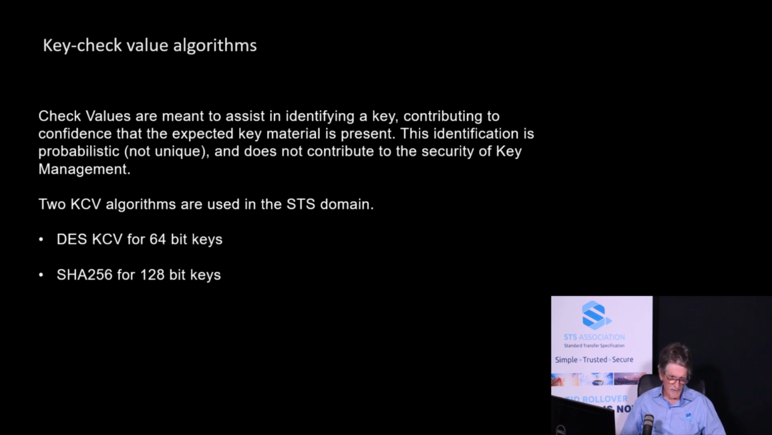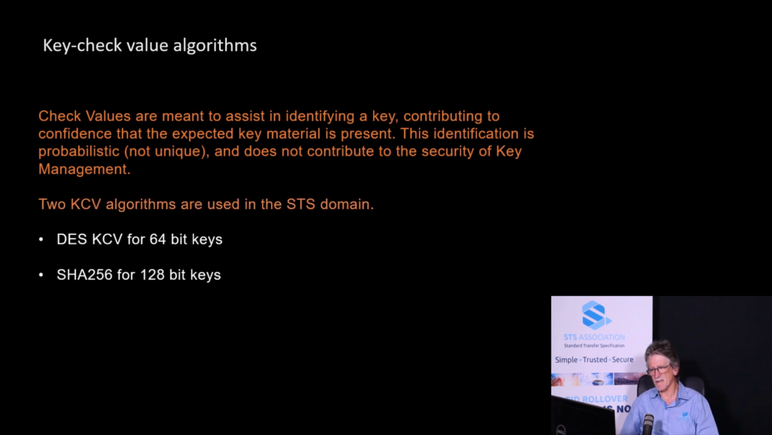From time to time, you'll see what we call a KCV or key check value associated with the key. Well, these key check value algorithms differ depending on which key we're talking about and which key length. Key check values are meant to assist in identifying a key, contributing to confidence that the expected key material is present. This identification is probabilistic, it's not unique. Because the KCV is a lot shorter than the key, you could still theoretically get the correct KCV value for a different key. And it does not contribute to the security of key management.